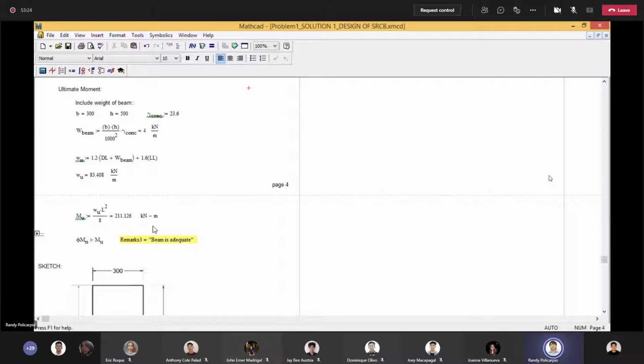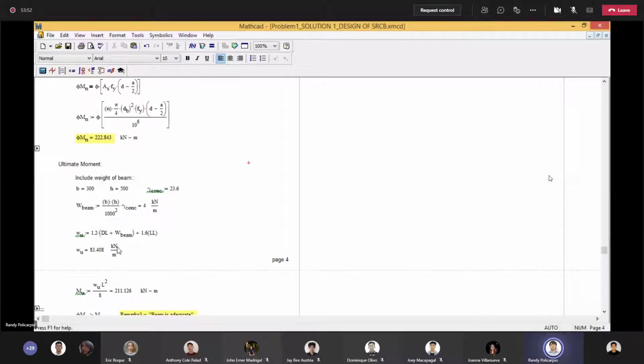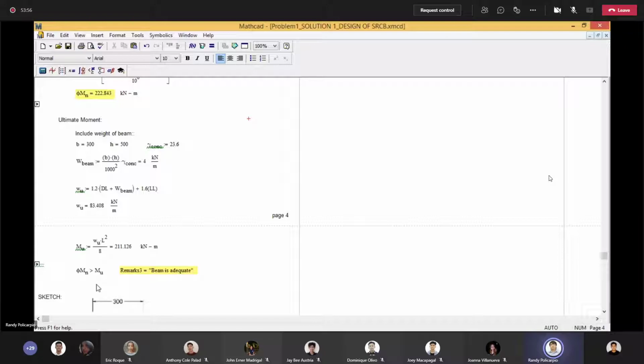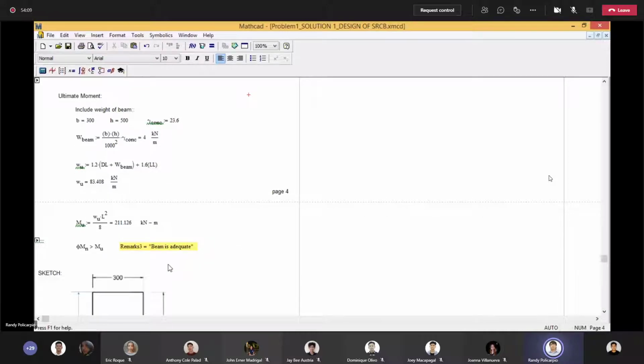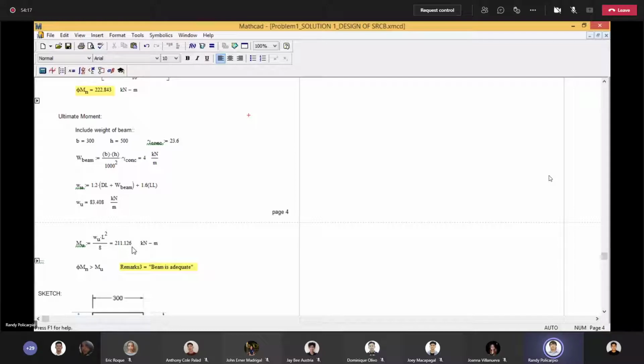So then we will solve the maximum moment. So this is the design moment or maximum moment, wherein we include the weight of the beam, and the result is 211.126 kilonewton meter. And the factored design moment strength is actually greater than Mu. Okay, so yung capacity ng beam mo mas mataas kesa dun sa moment na ibibigay ng mga loadings mo. So therefore, we can say the beam is adequate. So kaya niyang i-carry yung load because its capacity is greater than the moment produced by the load.